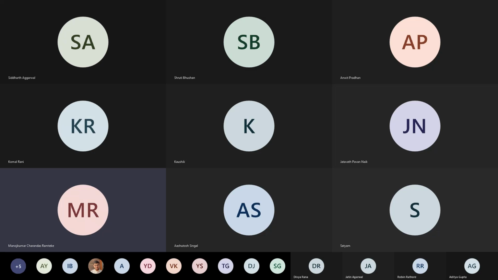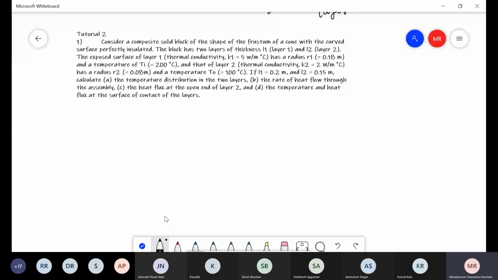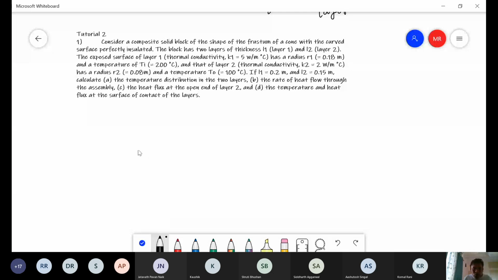So what is been given is there is a cone which is made up of two materials. I'll just draw quickly. So like this is there.